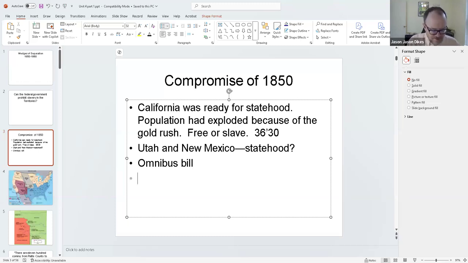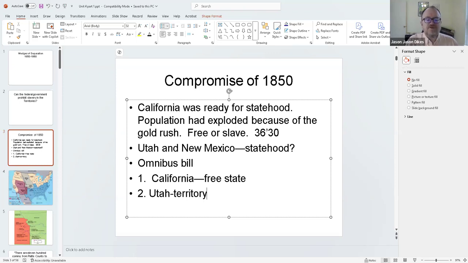So let's look at the Compromise of 1850. One, and probably the most important, is that California will enter the Union as a free state, and that will have major ramifications during the war. Two, Utah will simply be organized as a territory. Utah has the numbers to become a state, but again, polygamy is what is standing in Utah's way. So Utah will not become a state until the Latter day Saints give up polygamy.